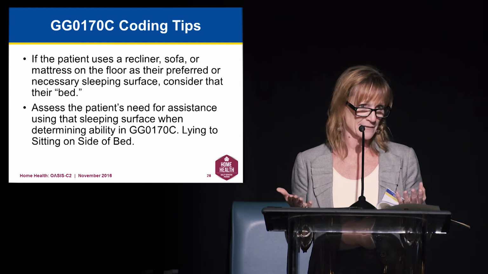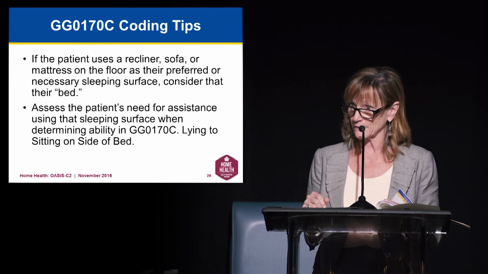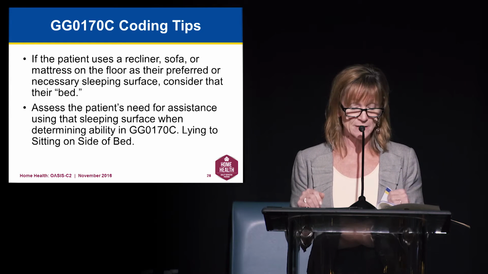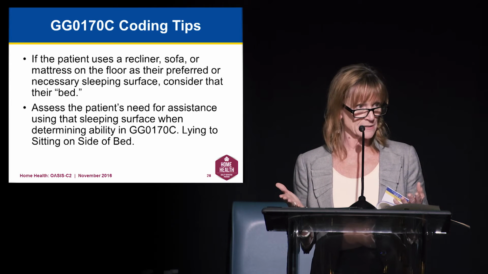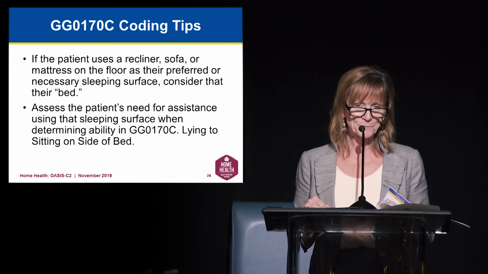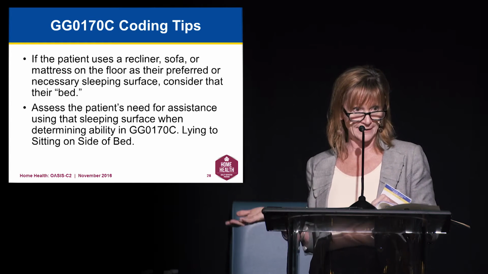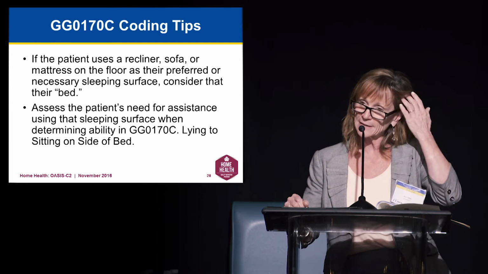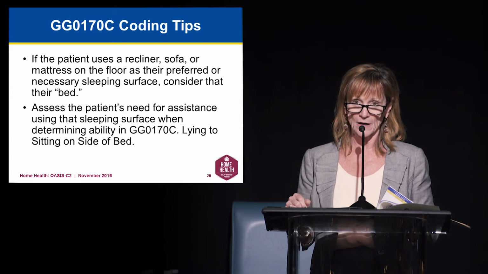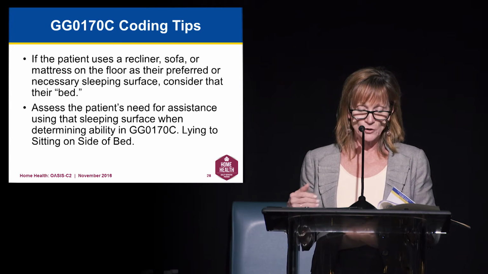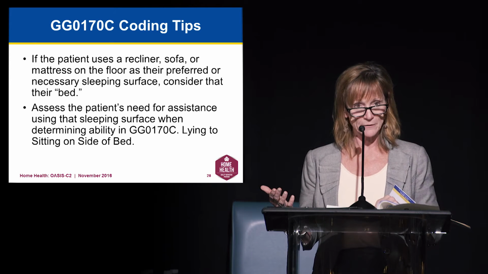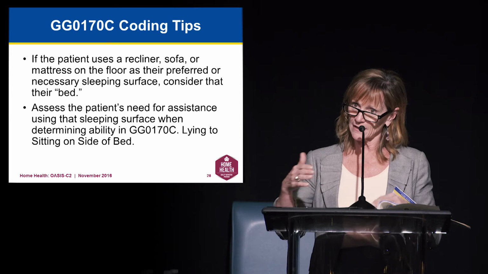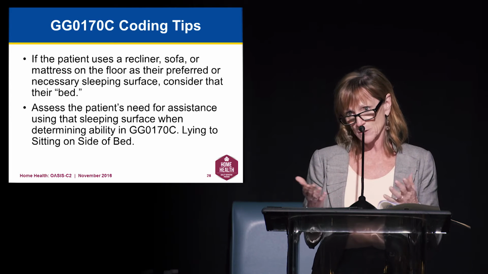These are patients that just don't like to sleep in a traditional bed for whatever reason. It might be a medical condition, or it just might be a preference. How do we score someone that does not sleep in a traditional bed when we're trying to measure lying and moving to sitting on the side of the bed? So we did obtain guidance from CMS on this question, and you basically would be scoring the patient as they are able to perform the activity in this alternate sleep surface.